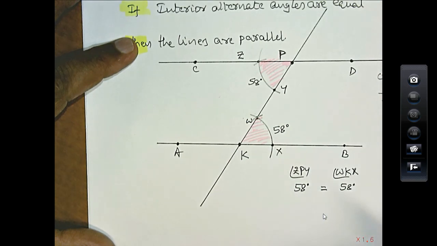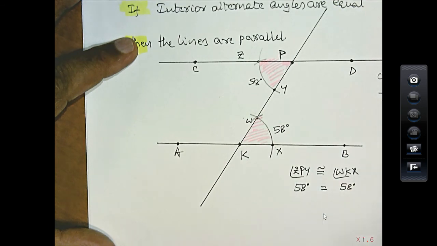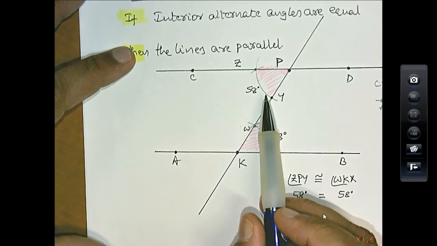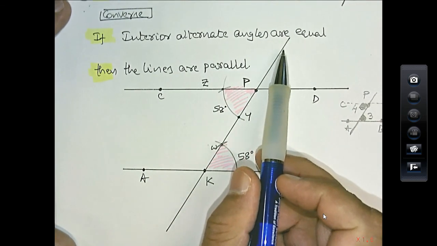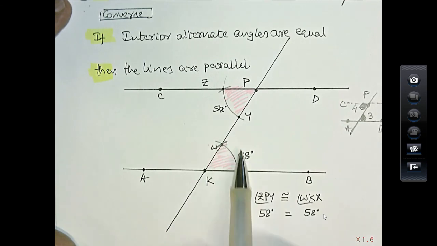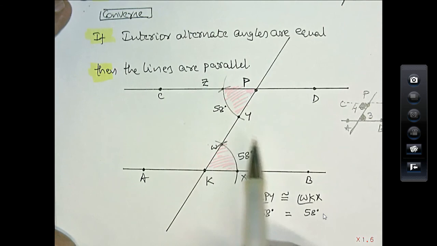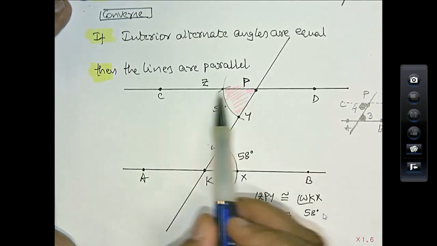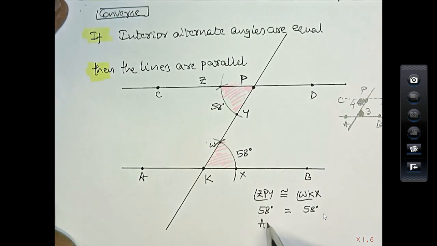These two angles are equal. Are congruent, right? So I know that if interior alternate angles are equal, then the lines are parallel. Therefore, if these angles are equal, then the lines must be parallel to each other. Therefore, I say that line segment AB is parallel to line segment CD, right?